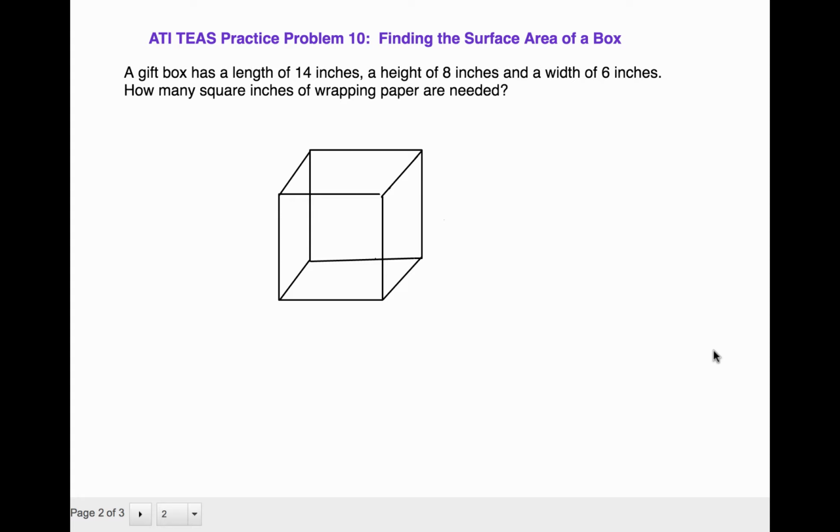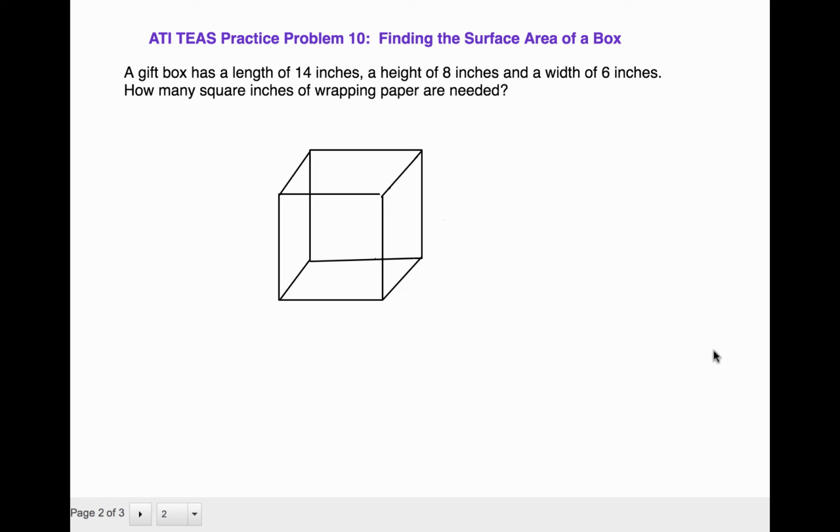In today's video, we're going to focus on finding the surface area of a box. A gift box has a length of 14 inches, a height of 8 inches, and a width of 6 inches. How many square inches of wrapping paper are needed?